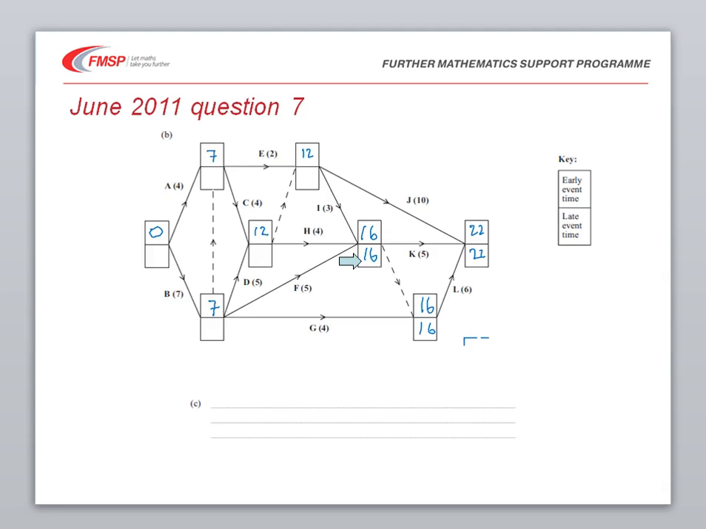Carrying on up to the top of the diagram, this point here, working back, 22 minus 10 for J is 12, 16 minus 3 is 13, so the smallest of those is 12. And very quickly then, just finishing off the rest of the diagram in a similar way, the dummy here and the 16 minus a 4 both produce a value of 12.